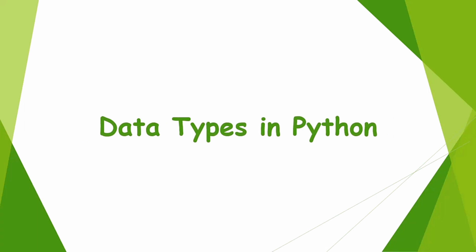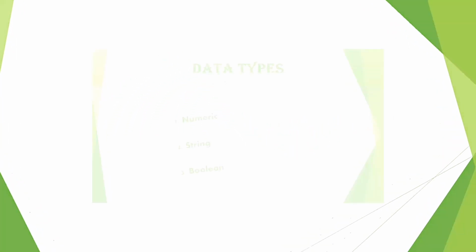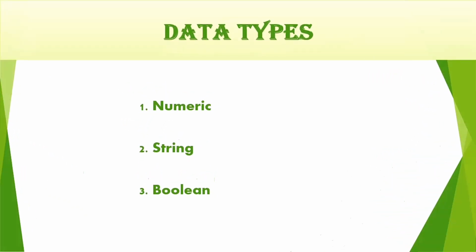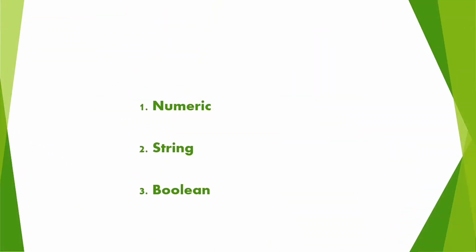Hey guys, welcome back to Python tutorial for beginners, and today we are going to learn about data types in Python. So first of all, we would know what data types are. Data types basically specify what types of data you can use in Python. There are many types of data types and we are going to learn about them today. There are three basic data types. First is numeric, second is string, and third is boolean.